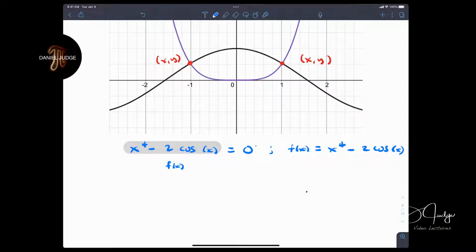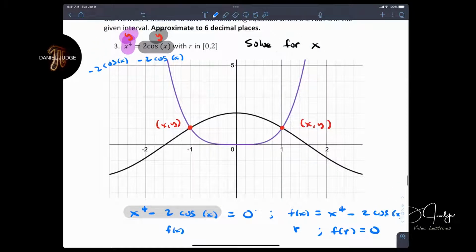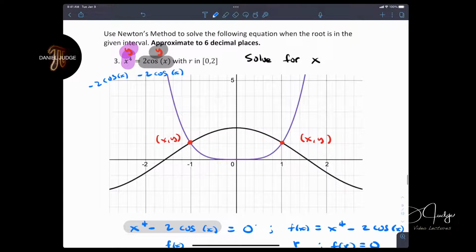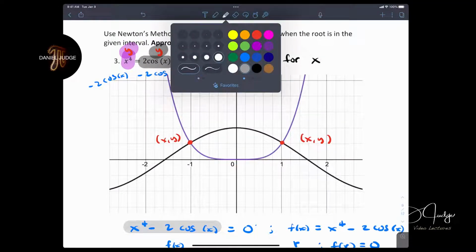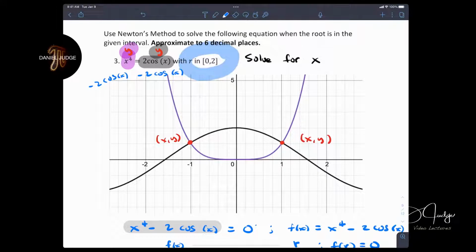And since that equals 0, any solution is called a root. So this is why we use the letter r, which means that solution, f of r is 0. That means r is a root. So we're looking for a root. And they're saying to us to consider the root in the interval from 0 to 2. Even though there are 2 points of intersection, we're going to look at this solution in 0 to 2.